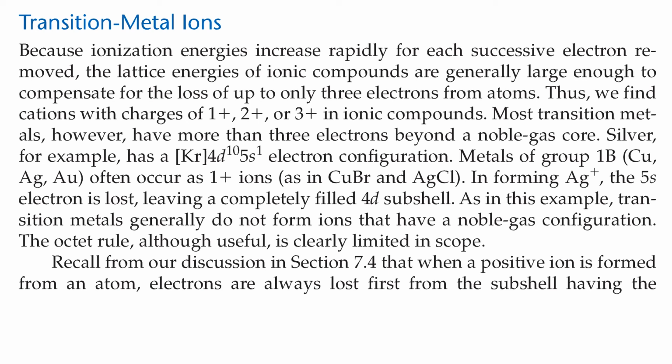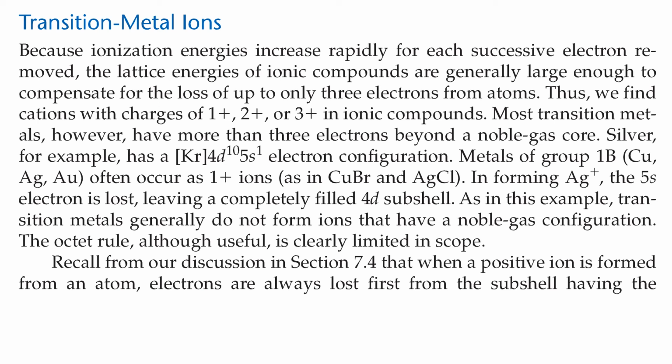Metals of group 1B, copper, silver, and gold, often occur as +1 ions, as in copper(I) bromide and silver chloride. In forming the silver ion, the 5s electron is lost, leaving a completely filled 4d subshell. As in this example, transition metals generally do not form ions that have a noble gas configuration. The octet rule, although useful, is clearly limited in scope.